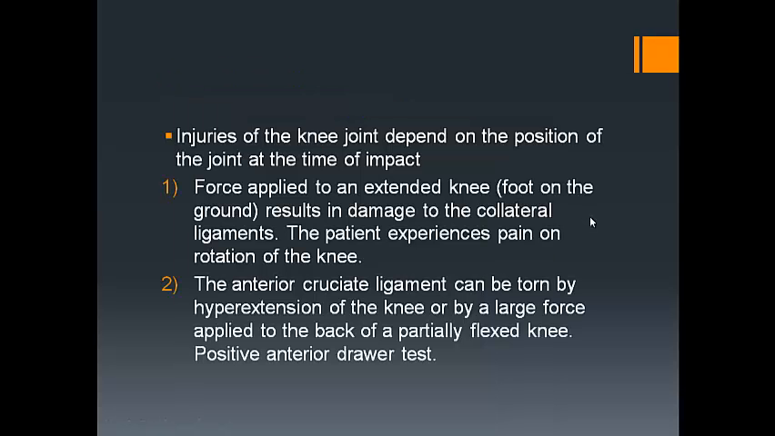Okay, so moving on to the injuries of the knee joint, we've seen how the knee is formed by the patella, by the femur, and by the tibia. And we've seen how there are multiple factors that are holding the bones of the knee together. And we've also seen how the major movements that happen are extension and flexion, and then you've got a slight degree of rotation happening if the knee is flexed.